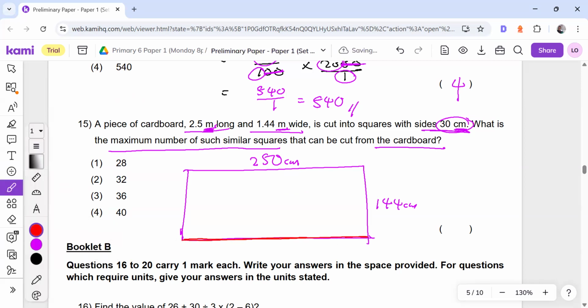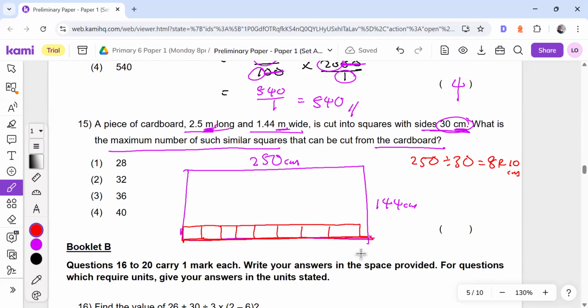How many squares can you cut along here? You take 250 and divide by 30, which is one side of the square. And you will get 8, remainder 10. What does that mean? It means that you can cut 8 squares like this. 1, 2, 3, 4, 5, 6, 7, 8. And do you see some empty space here, which is 10 cm? Not enough to cut another square. You can only cut 8 squares along the length.